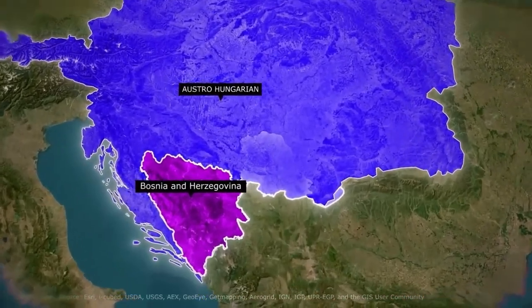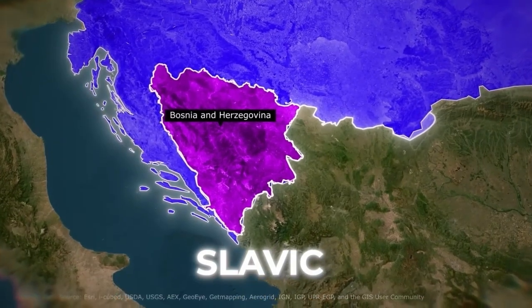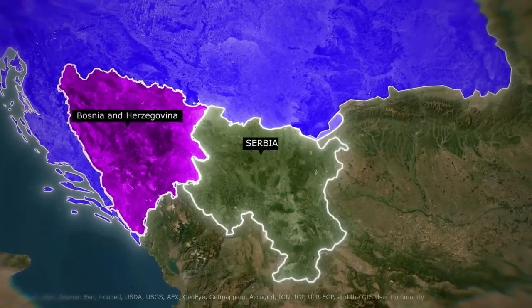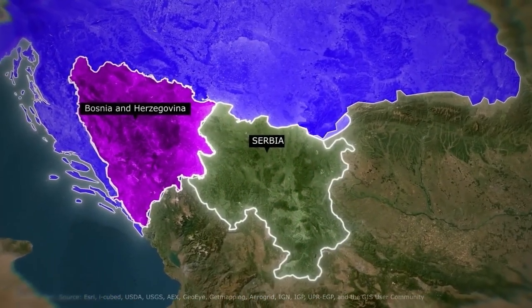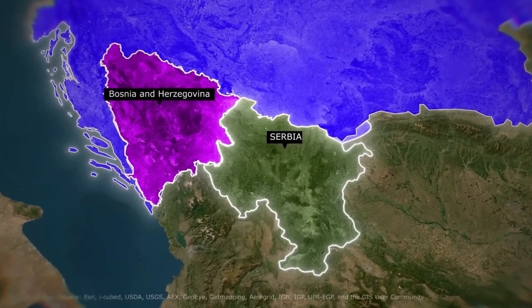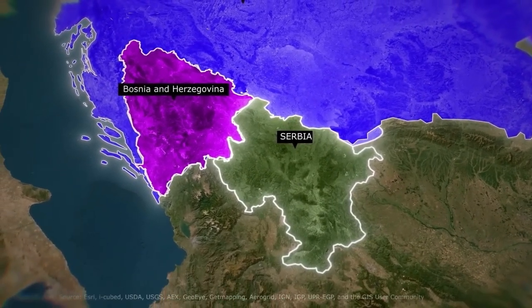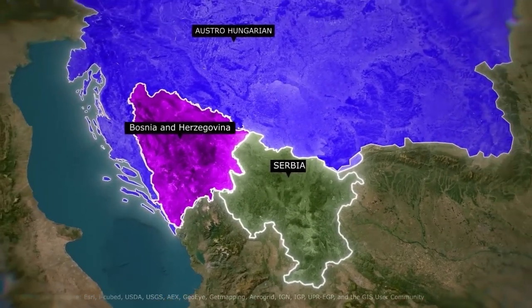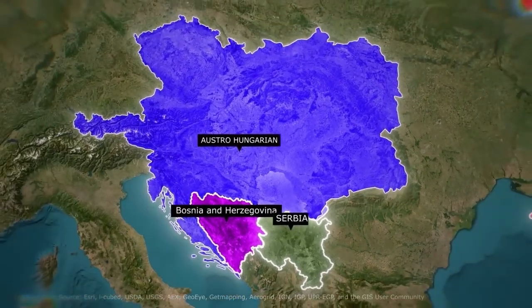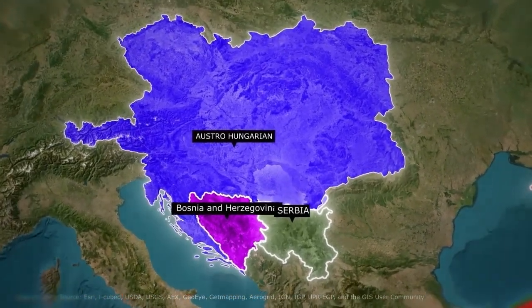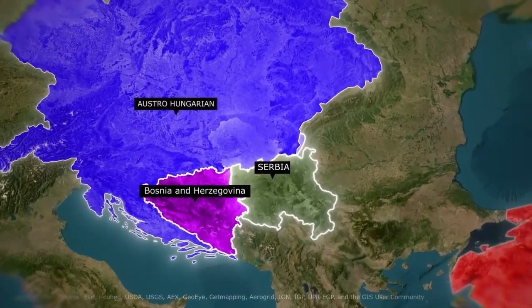Most of the Slavic people lived in Bosnia, while there were many Slavic people in the neighboring country of Serbia. Therefore, the people of both countries sympathized with each other. But Serbia was not part of the Austro-Hungarian Empire. Now, the people of both these countries were the same, but different states ruled over them.